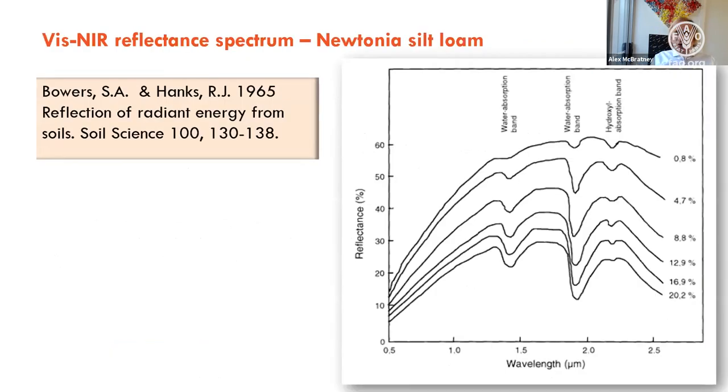I don't know if this is the first spectrum. This is the first spectrum that I know about. This is a visible near-infrared reflectance spectrum of a soil, Newtonia silt loam. And it's a paper from 1965 in Soil Science. The purpose of this paper was to understand the energy balance of soils. It wasn't to try and do chemistry, it's actually to try and do physics. But what you learn from it is that there are distinct bands of absorption, which are largely due to particular moisture contents and OH bonds, but also there's a systematic response to soil moisture. So that was the first NIR reflectance spectrum that I know about. And that's actually the beginning of that work.